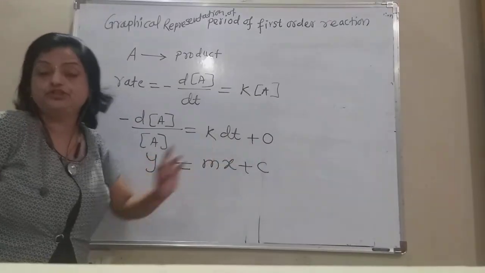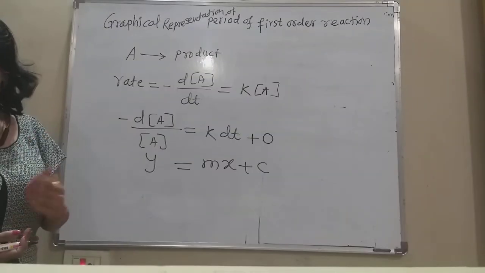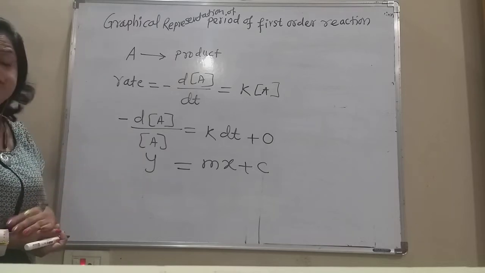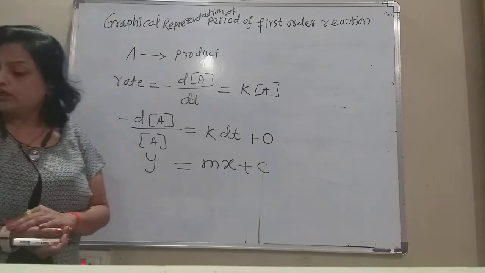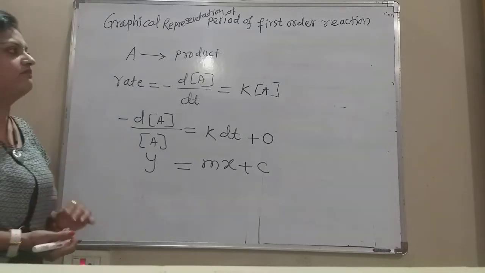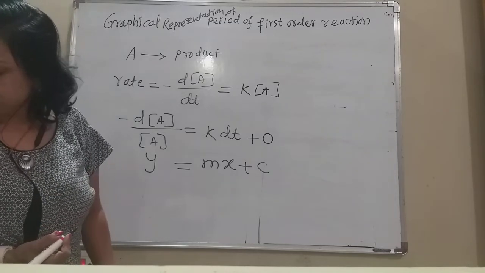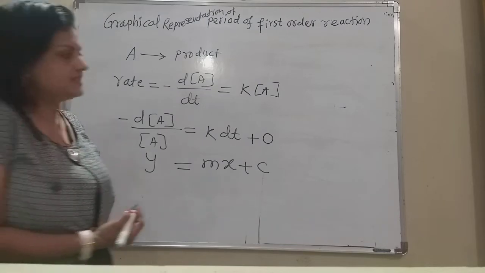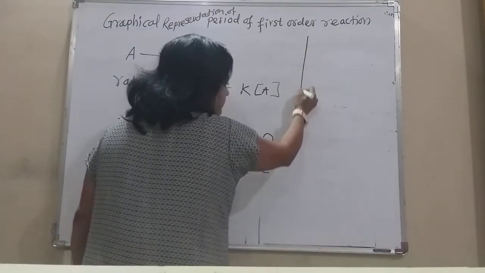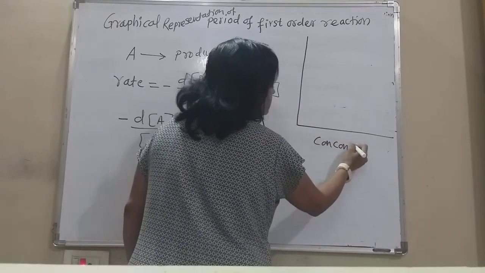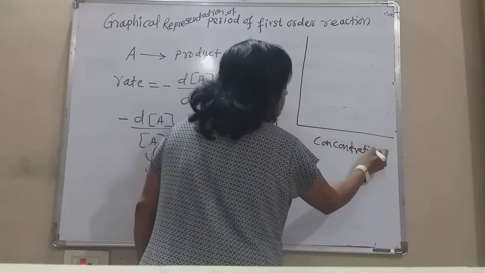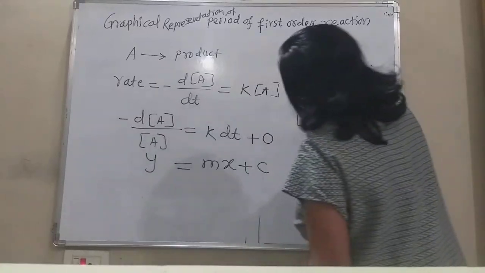Here the intercept is 0. The graph of this equation must be a straight line passing through the origin. So the graph of this equation is given in this way, that is, if we plot the graph of initial concentration versus rate. Here suppose concentration, and here is the rate of the reaction.